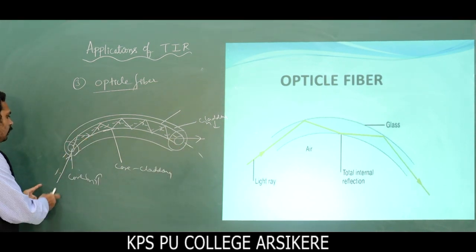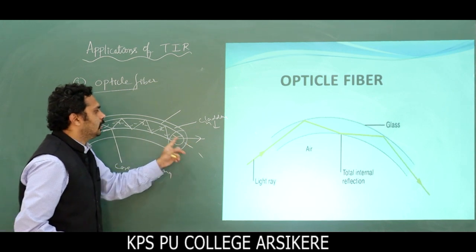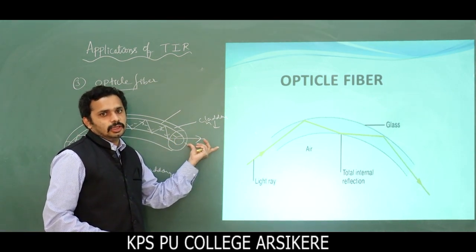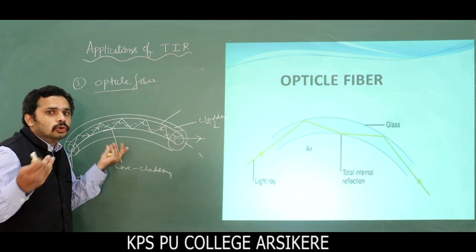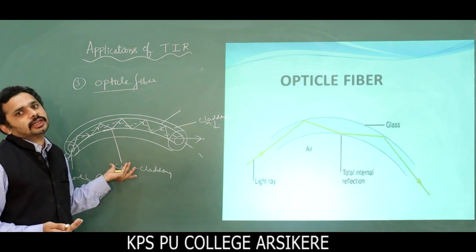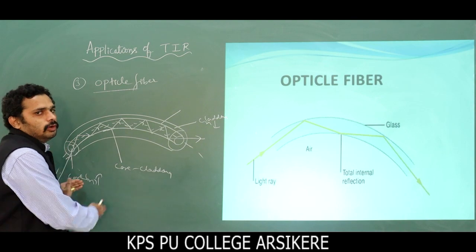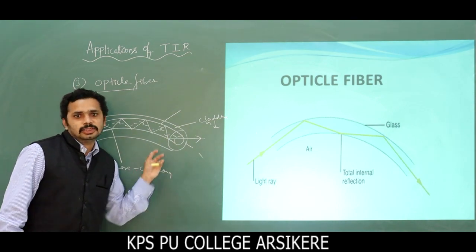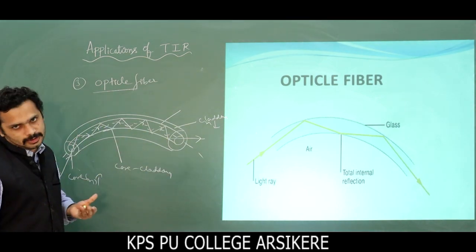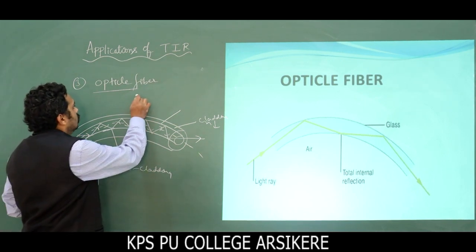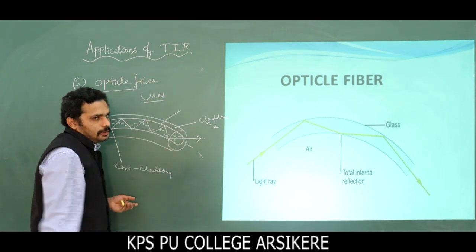That's why from one end we send the light, from the other end we are receiving the light. So TIR means without loss of energy, no loss of energy. We are going to send the light signals or light rays from one end to the other end. This is the working of optical fiber. May I clear this? So, uses of optical fiber.